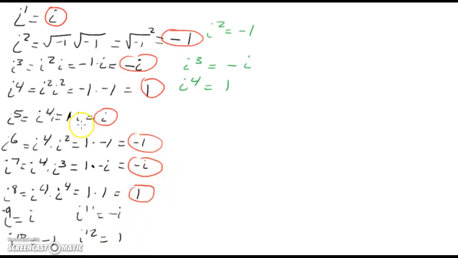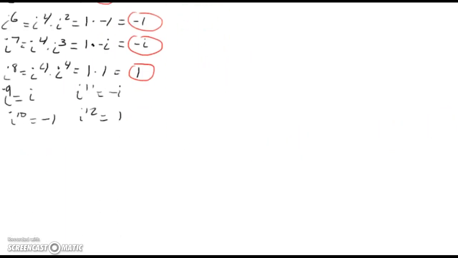But what if I go crazy and I say, what about i to the 34th? Well, all I have to do is take this exponent, divide it by 4, and look at the remainder. So let's just do some side work here. 34 divided by 4, well, it goes in there 8 times, and that's 32. So there's a remainder of 2.